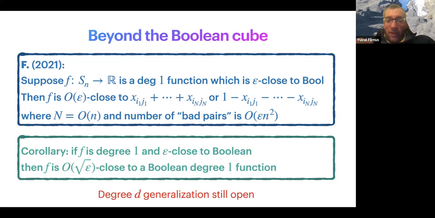And I just want to close by mentioning, if you're interested in this sort of thing, that the degree d case of this result is still open. We know what Boolean degree d functions look like even on a symmetric group, but we don't know what degree d functions which are just close to Boolean look like. We know what the result should be, and we know it should be possible to prove it using the same approach, but there are some issues. If any of you is interested, then come talk to me in an online sense.